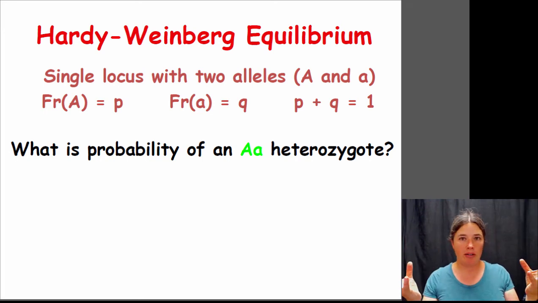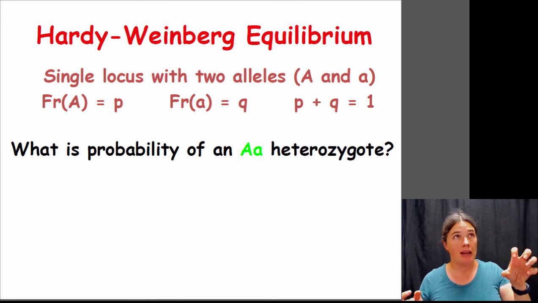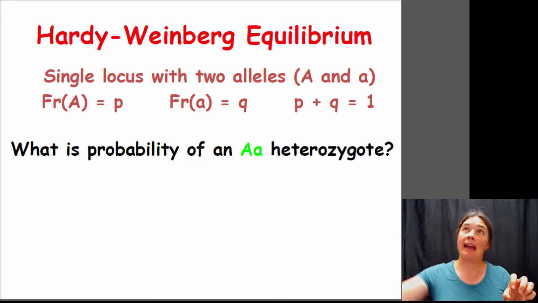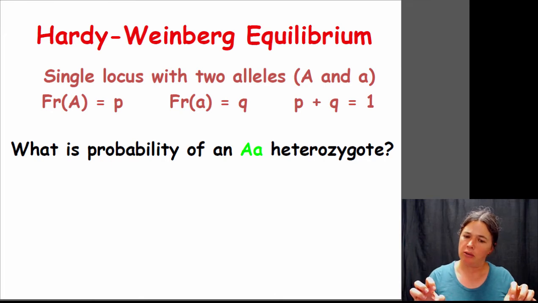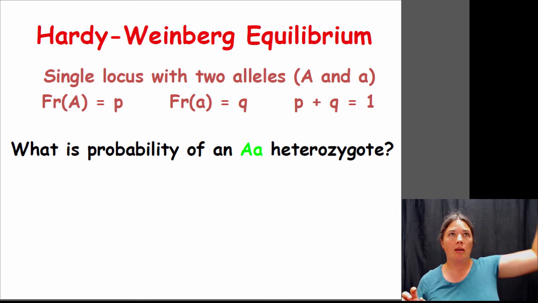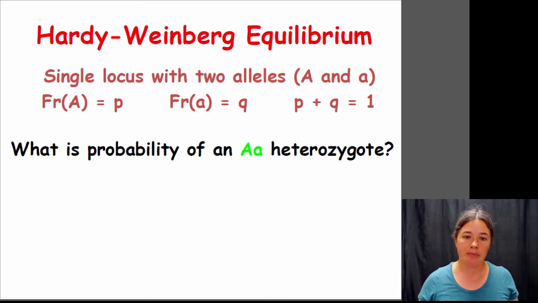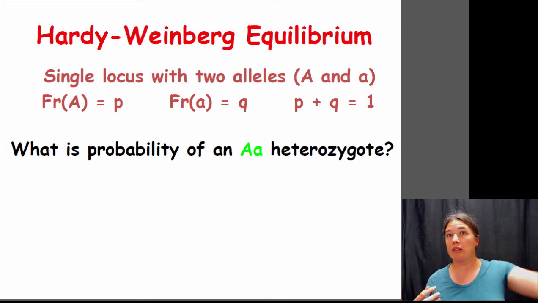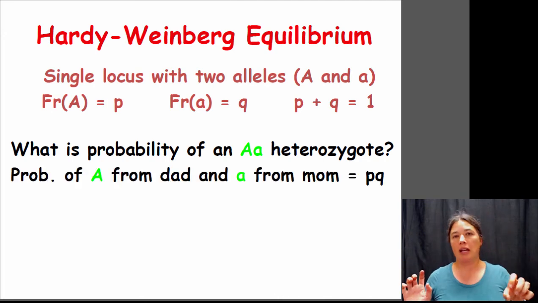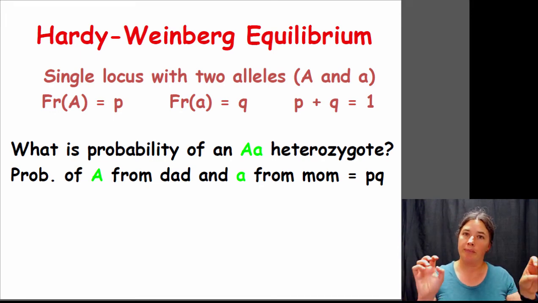So did you hear what I just said? I said big A and little a, or little a and big A. Did I do that right? I think I did. Okay, so let's start with the first one. You get big A and little a, right? So you would multiply the frequency of the big A, which is P, times the frequency of the little a, which is Q, right? So big A from dad, little a from mom, PQ.